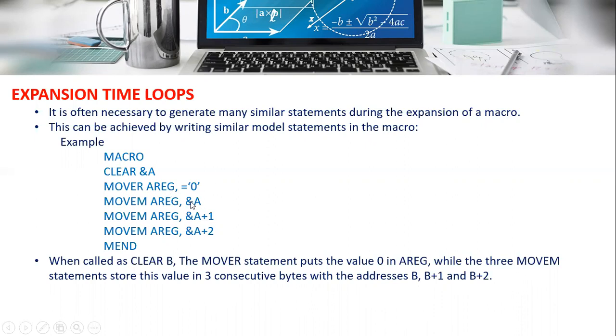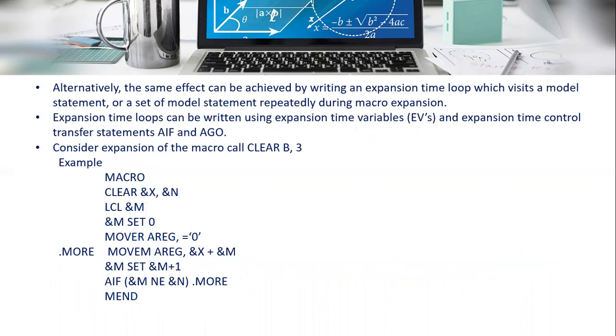Here only the parameter value is changed. Okay, the address value will be increased by 1. Now this is the repetition. To avoid this particular repetition, alternatively the same effect can be achieved by writing an expansion time loop which visits the model statement or a set of model statements repeatedly during the macro expansion. Here we can consider these same tasks using expansion time loop variables or expansion time loops.